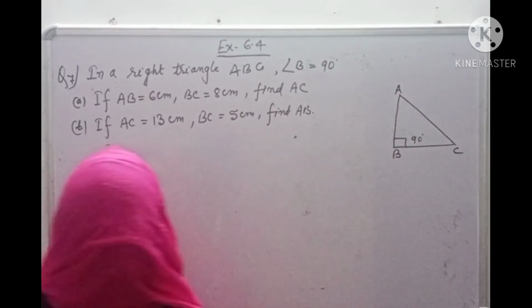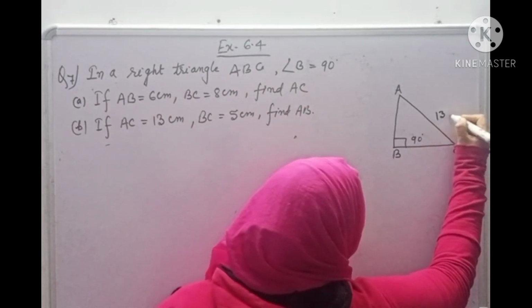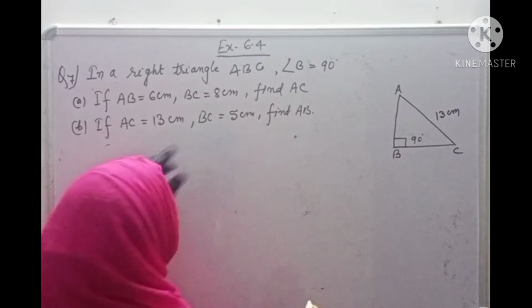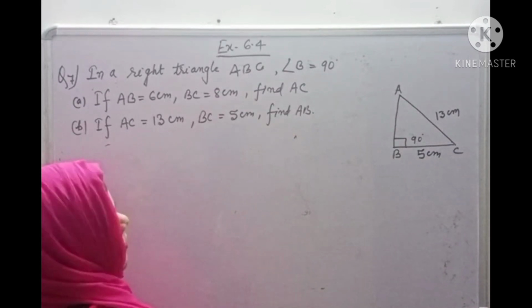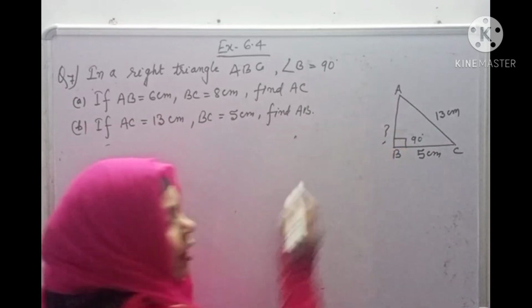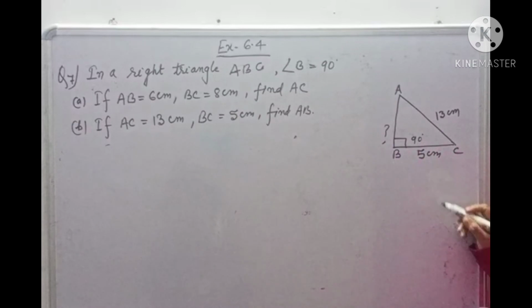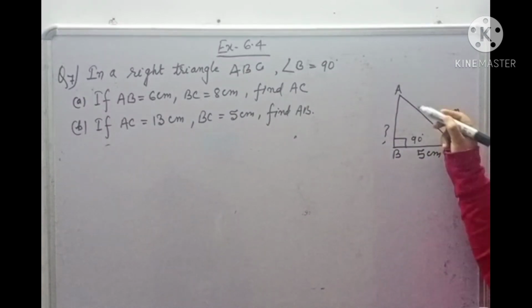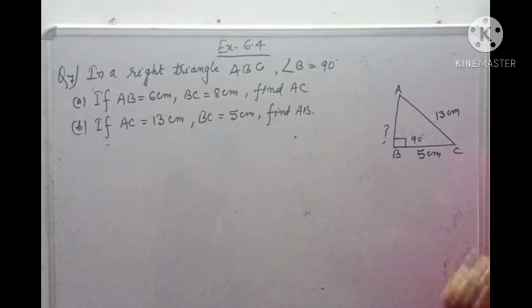Now here, if AC is equal to 13 centimeter, this is AC, so this is 13 centimeter. BC is equal to 5 centimeter. This is BC. Find AB. What will be AB? ये AB क्या होगा? What will be the length of AB? AC given है 13 centimeter, BC given है 5 centimeter. What will be the length of AB? Just same by using Pythagoras theorem हम इसे find out करेंगे.